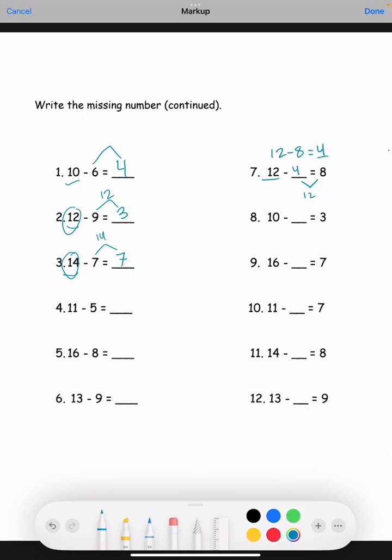Number 8. 10 minus 3 equals 7. So the missing number will be 7.